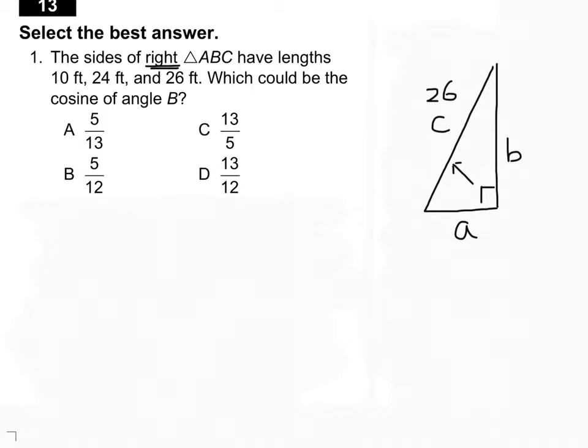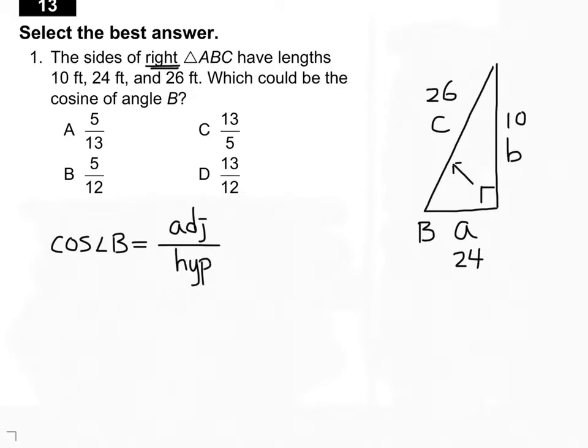Then from here, you can put down 10 or 24, it doesn't really matter. Now, which one could be cosine of angle B? What's the definition of cosine? Cosine is defined as adjacent over hypotenuse. As I mentioned, the hypotenuse is always the longest, so 26 is going to be the denominator.